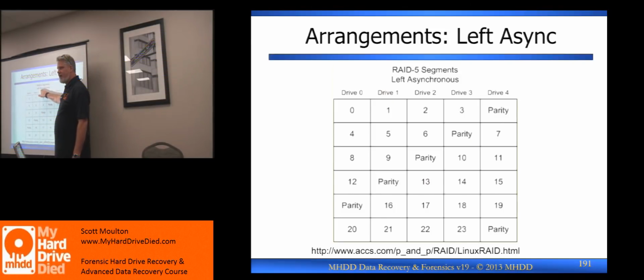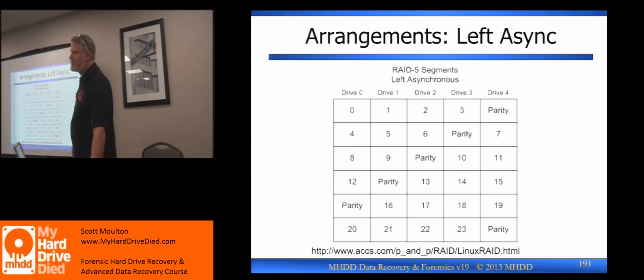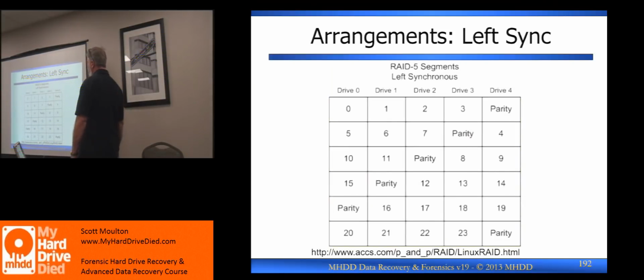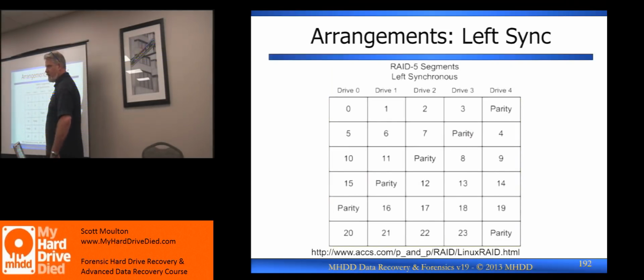This one's called left asynchronous. Watch the next one. This one is called left synchronous. So left synchronous does this: 0, 1, 2, 3, parity. 4, 5, 6, 7, parity. See the problem?